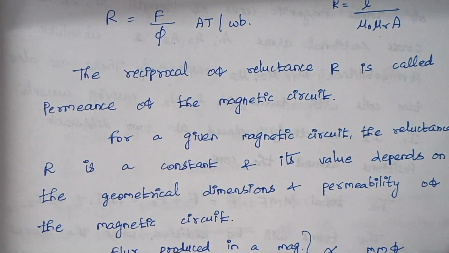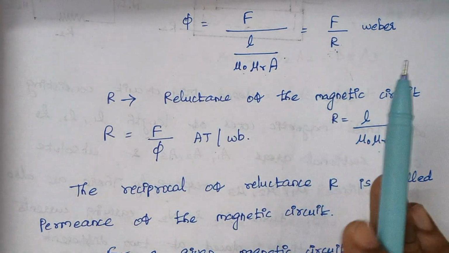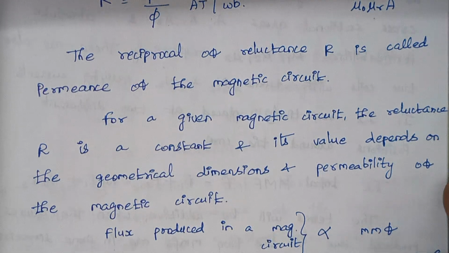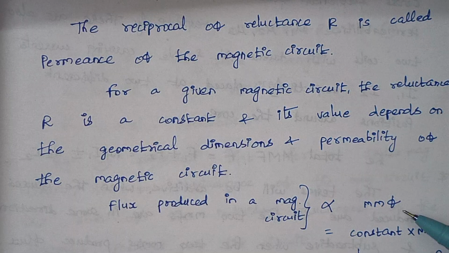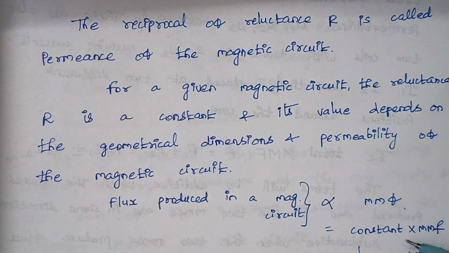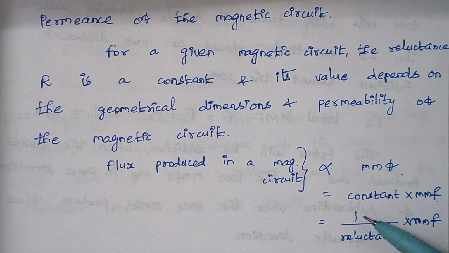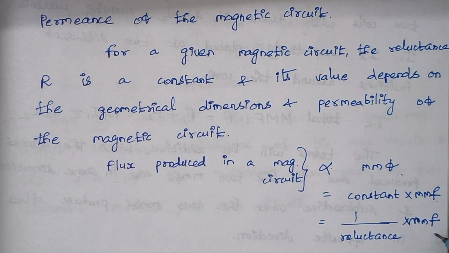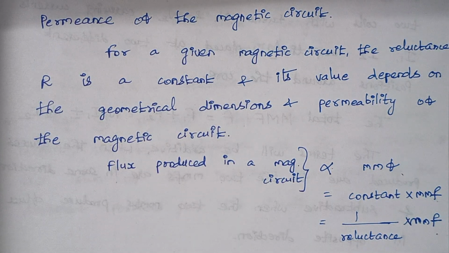And finally, the flux produced, because here we are framing an expression, phi is equal to F by R. The flux produced in a circuit is directly proportional to the magnetomotive force, and this is a basic concept which we saw in our previous video. To replace this proportionality, we include a constant, constant into MMF. What is this constant? This constant is nothing but the reciprocal of reluctance, 1 by reluctance into MMF. So finally the flux produced in a magnetic circuit is equal to MMF by reluctance.